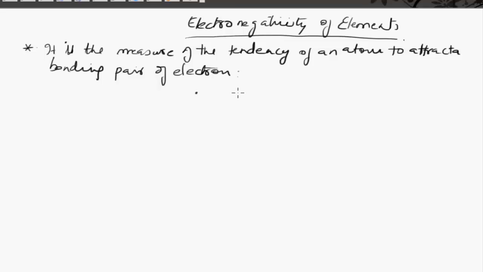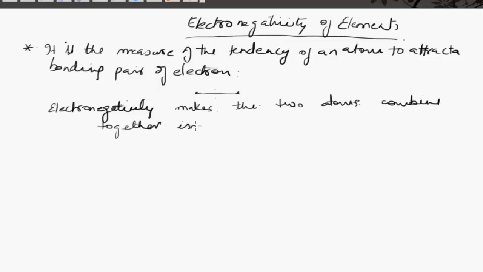So what happens to the atom that pulls the electron towards its side or makes the electron be shared? We can say that electronegativity makes the two atoms combine together in different ways. Let's find out. We basically call it bonding, or chemical bonding. So let's discuss what happens when two different atoms combine together in different manners.